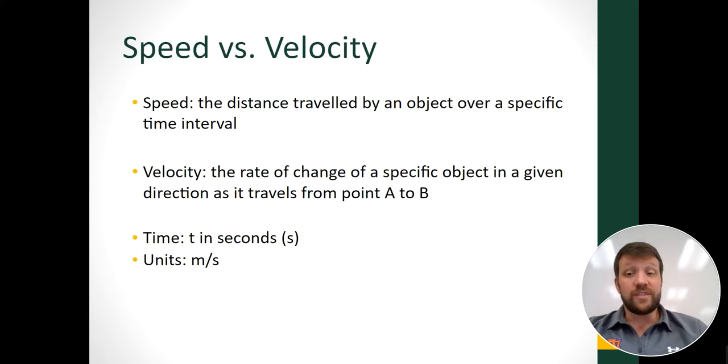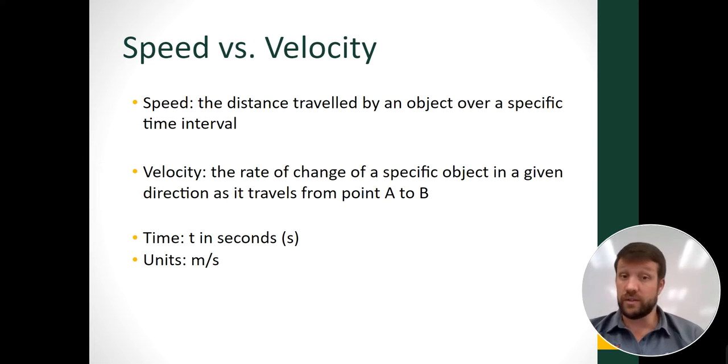All right, along those lines, we need to get into speed versus velocity. These are used a little more interchangeably. Distance and displacement are pretty unique and do stand apart often, but speed and velocity oftentimes will be used together as the same term essentially, but I do want to make sure that we understand the difference between them. The distance traveled by an object over a specific time interval is the speed, and then the velocity is going to be the rate of change of a specific object in a given direction as it travels from point A to point B.